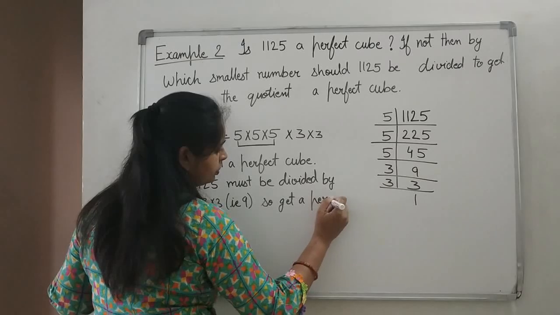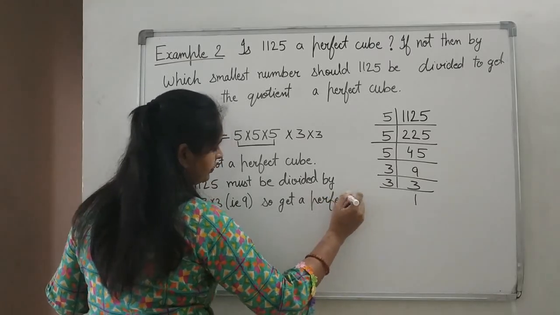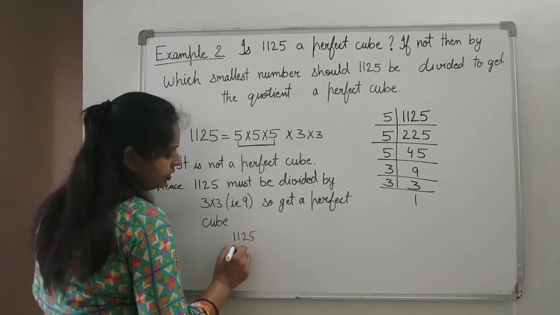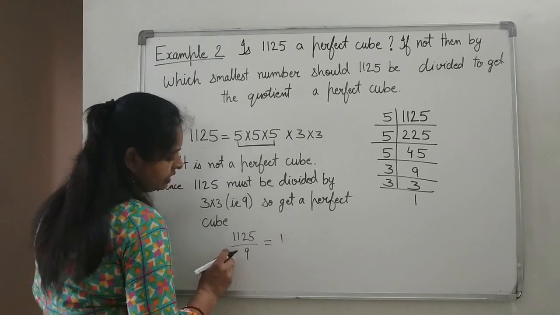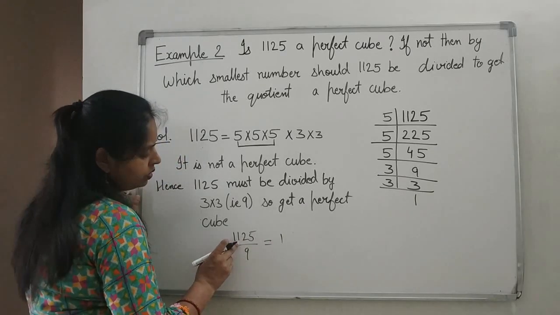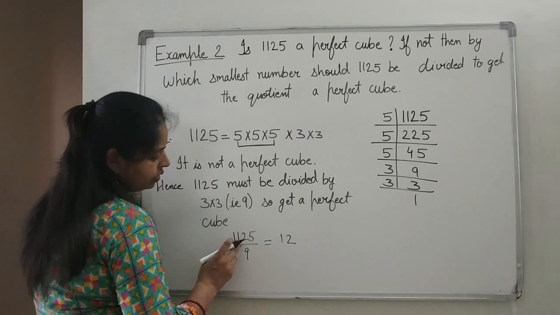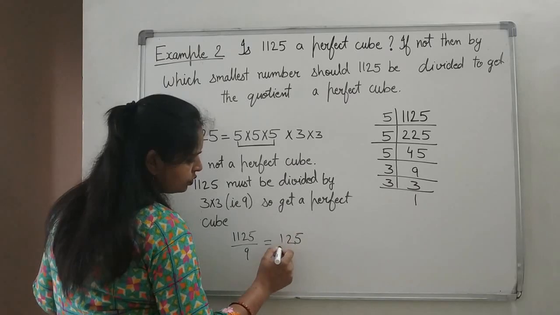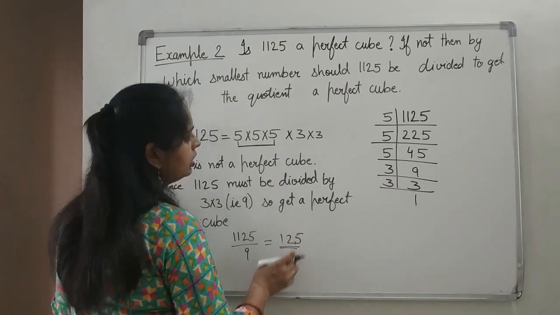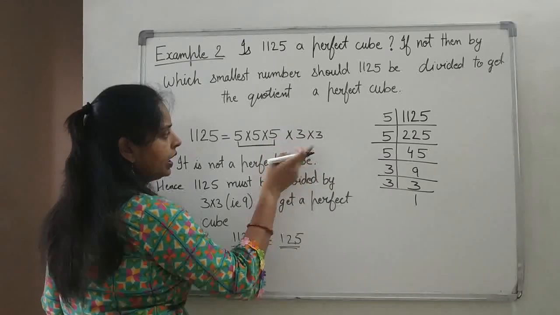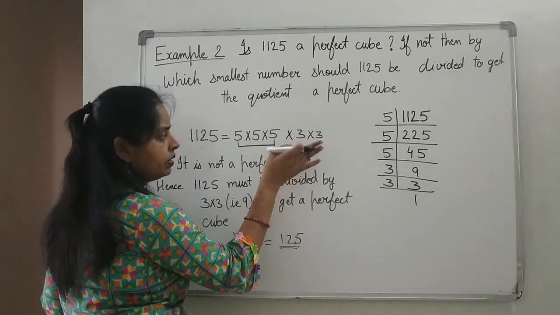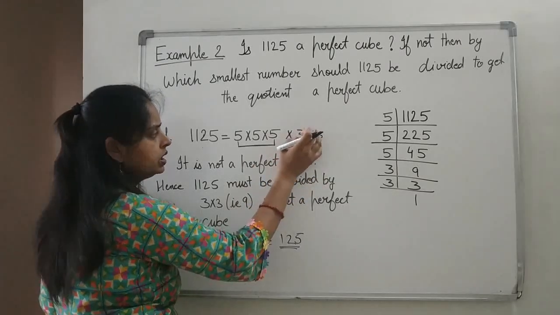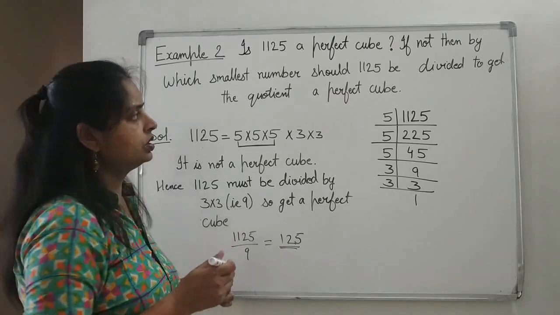Let's see what perfect cube you'll get. So 1125 divided by 9 will give you how much? 9 ones are 9. What is left? 2. 9 twos are 18. What is left? 2, and 45. 9 fives are 45. So 125 is a perfect cube number. Please mind, when we have to multiply, only one 3 is needed to make it a triplet. And when we have to divide, we have to remove both these terms. So it depends on the question.